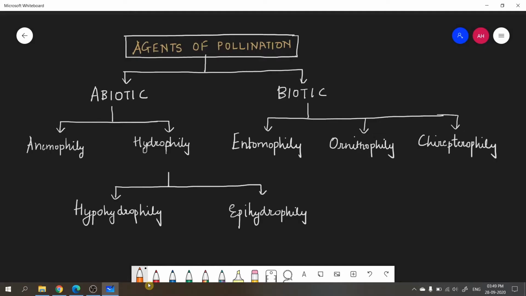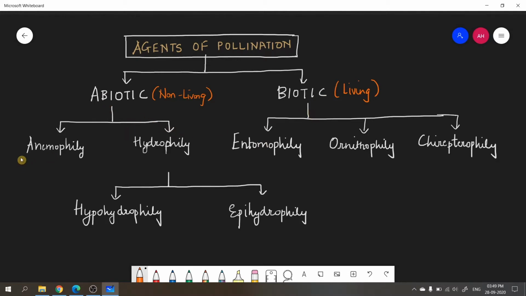So I will now explain agents of pollination. Now broadly you can see two categories under agents of pollination. One is abiotic and the other is biotic. Now we already know that abiotic are nothing but the non-living agents of pollination, whereas biotic are the living agents of pollination. Now we'll go into details of the types of abiotic and biotic agents, starting with the abiotic first.